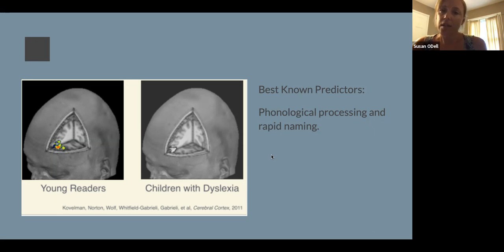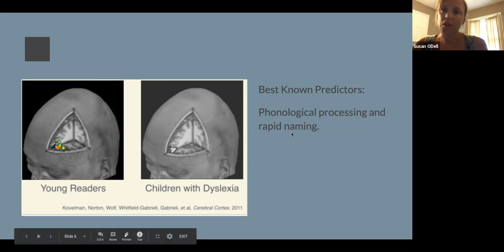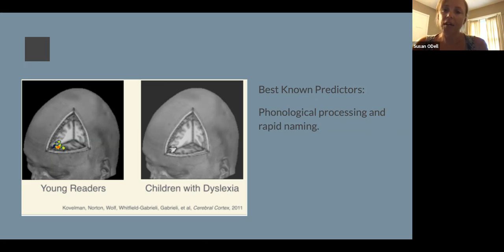This also helps us understand that, again, the best known predictors of students with dyslexia are phonological processing tasks and rapid naming. So asking students to segment, blend, and manipulate individual speech sounds in words is an indication of how well they will be able to read text. Rapid naming: we often see assessments in our early grades that are timed, and that is because rapid naming is a very good predictor of overall reading capability.